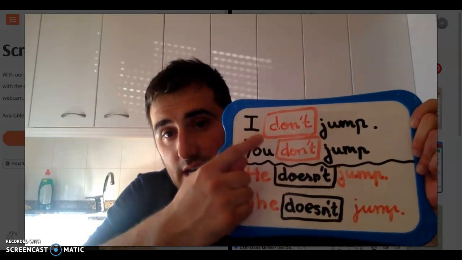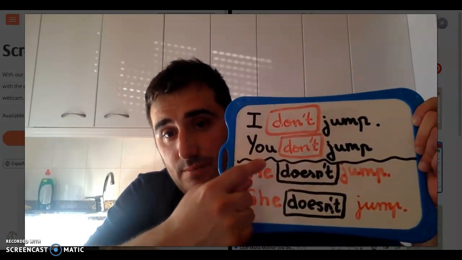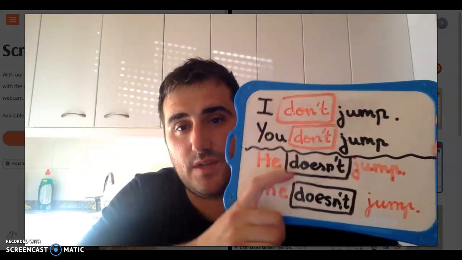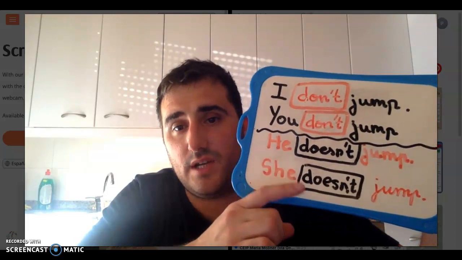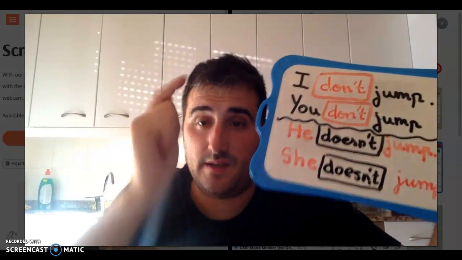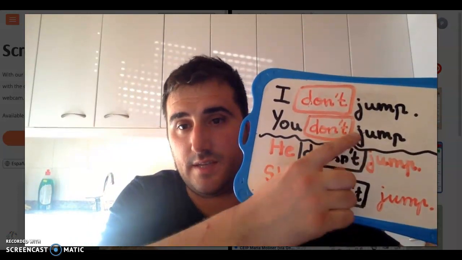Okay, here we say I don't jump, you don't jump. And with the third person singular, when we speak about one boy, one girl, one animal, or one thing which is not with us, which is not here, okay, we say doesn't. He doesn't jump, she doesn't jump. And remember, the verb stays the same.